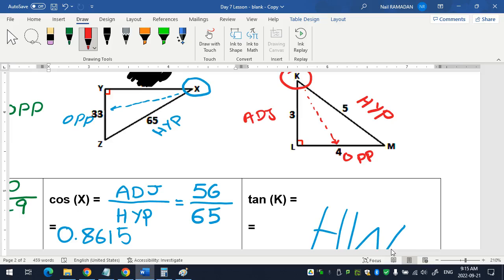Tan inverse. I think it's correct. Yeah. Again, I'll publish this.